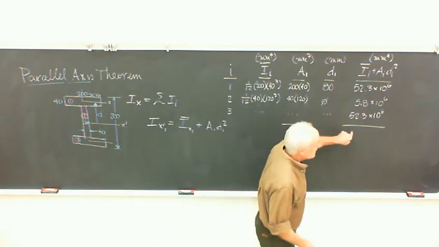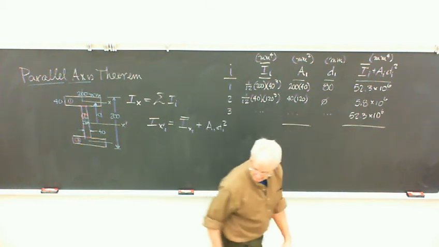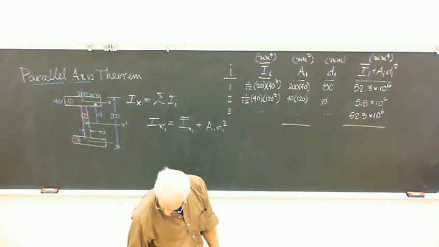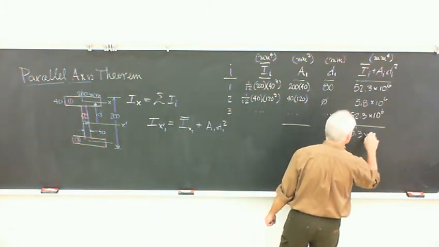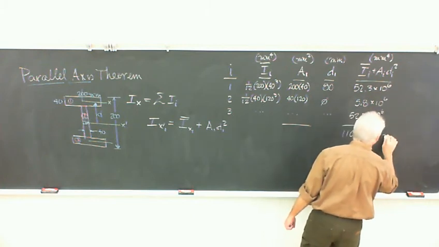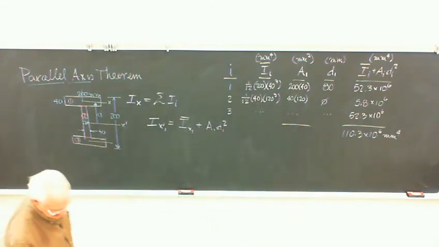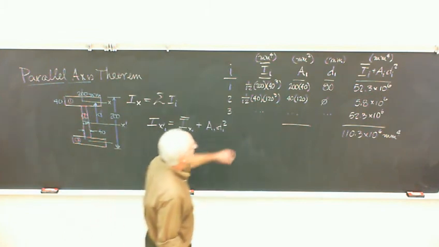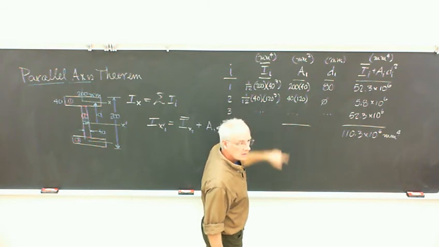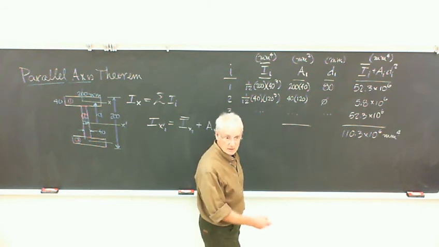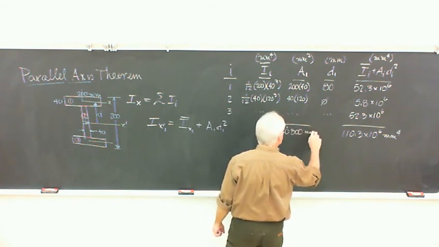All right, so add these up, we get what? 110.3, something like that, times 10 to the 6th millimeters to the 4th. And what's the total area come out to be? 2 of those, 1 of those. 20,800. And that's, of course, millimeters squared.